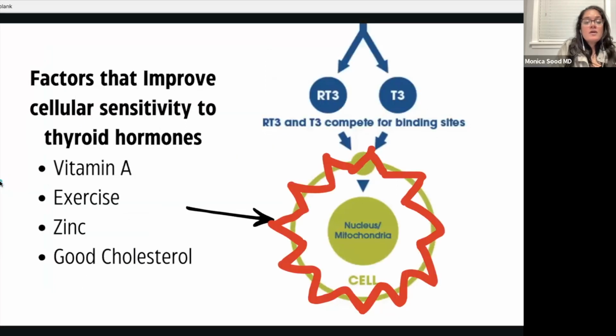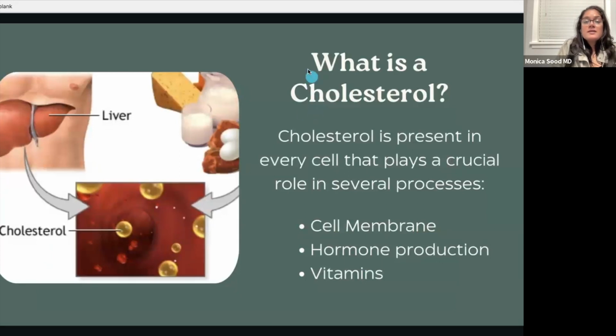So cholesterol is important because of the cell membrane integrity. It's important for hormone production. It's also important for nutrients and helping form vitamins such as vitamin D. It's crucial for vitamin D. When you get the vitamin D in the sun, you need cholesterol to get it converted in your body so that you can use it.